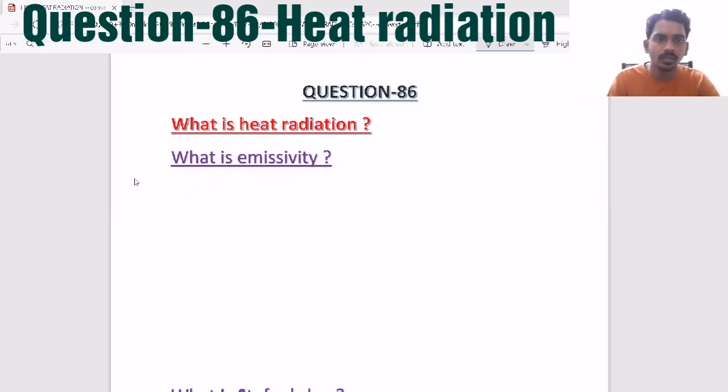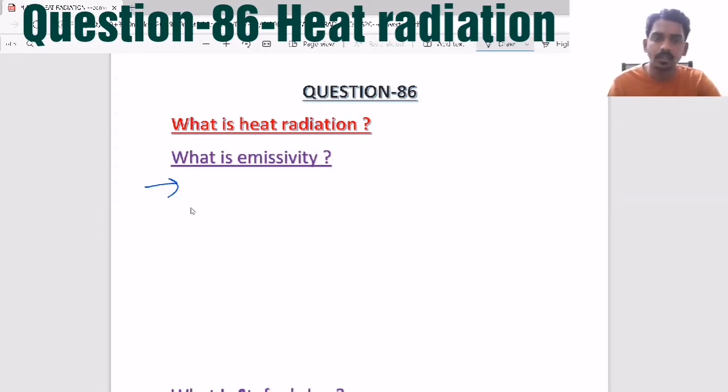Now we are going to study question number 86, that is radiation, heat radiation. Heat radiation is nothing but heat traveling from one place to another place without requiring a medium or without affecting the medium through which it is traveling. That kind of transfer of heat we call radiation.